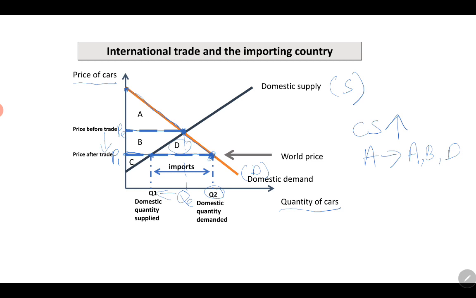How about producer surplus? Original producer surplus is the triangle below your PE, which is B and C. But now after trade, the price has reduced and this is where it touches your supply. Can you see it touches the supply here? So the small triangle here will be your producer surplus. So basically your producer surplus has reduced. Originally it was B and C, now it has reduced to C.